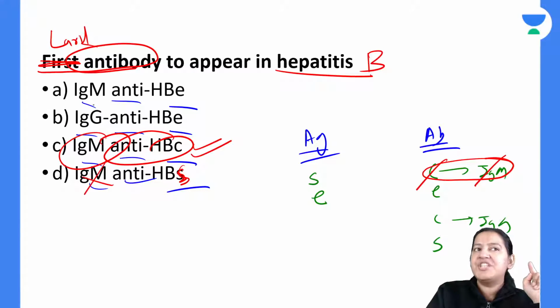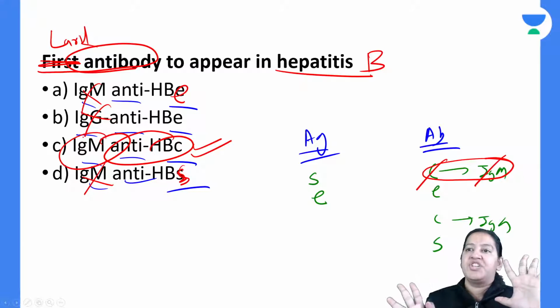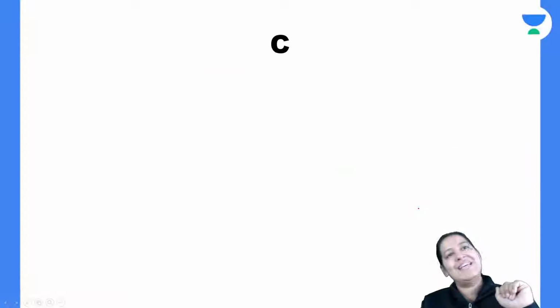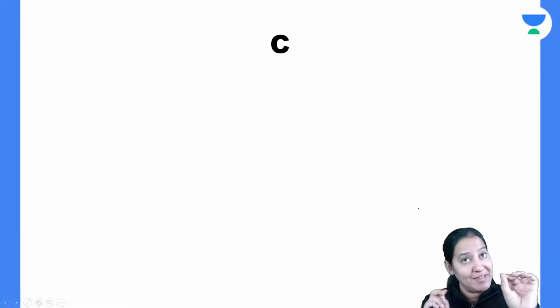But S does not have IgM and IgG, nor does E have IgM and IgG. They don't have two variants, IgM and IgG. IgM and IgG is only a variant of C. Have you got it? Yes, C is the correct answer and you all are right. I'm happy that you got the concept.